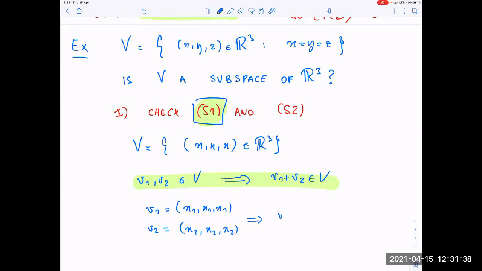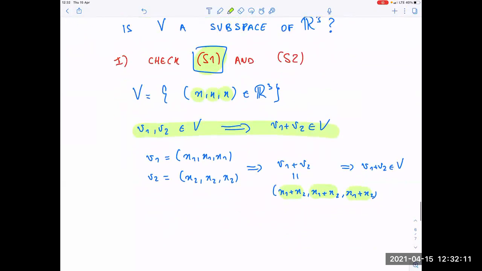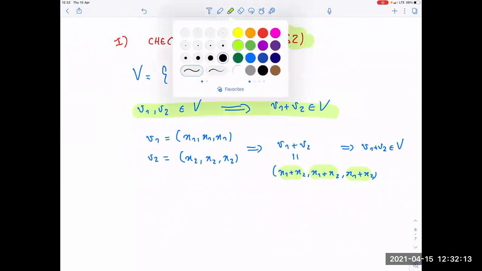So when you compute V1 plus V2, you will get again a triple of equal numbers, x1 plus x2, x1 plus x2, x1 plus x2. And this is again a triple of equal numbers, so it is clear that V1 plus V2 belongs to V because it's made by 3 equal numbers, right? So this is how you can see that. Okay, and similarly, you go and prove S2, okay?